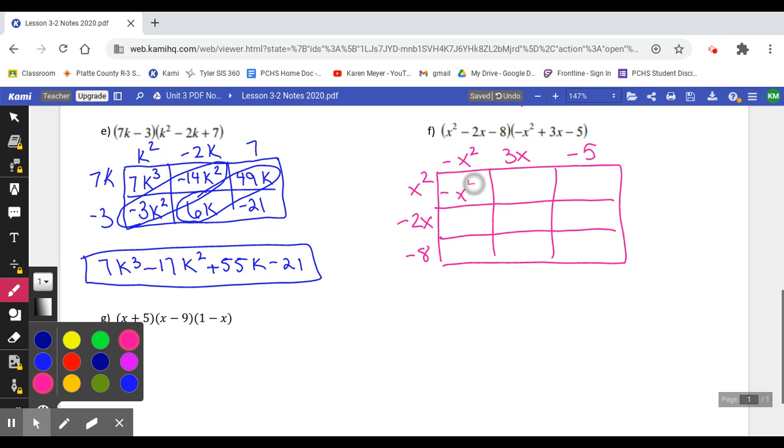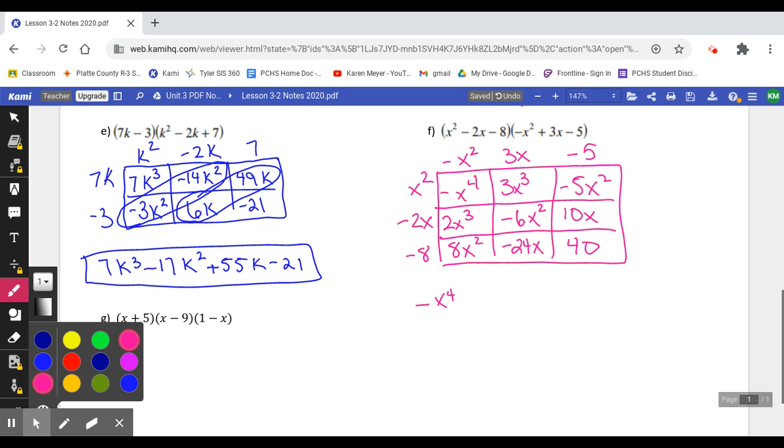Negative x to the fourth. 3x to the third. Negative 5x squared. Positive 2x to the third. Negative 6x to the second. And positive 10x. 8x to the second. Negative 24x. And positive 40.